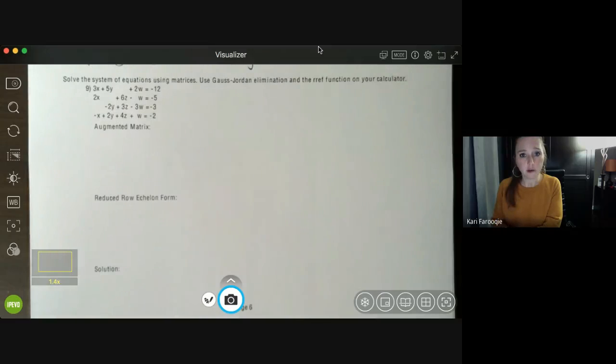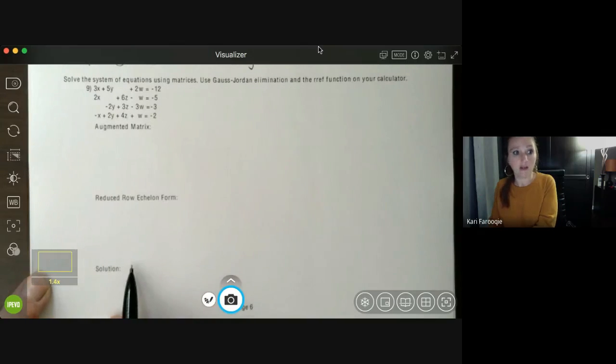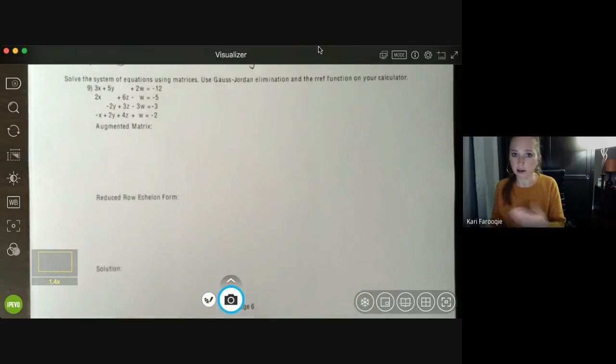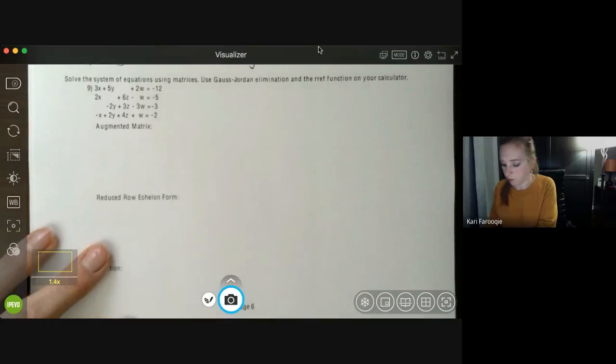If I have you do something like this on the test, I'm going to ask you to write these things out. I don't just want you to give me a solution. I want you to at least write down the matrices. Once you put it in your calculator, fine. I'm not too worried about that. I just want to make sure that you know what you're entering in your calculator and that I can see that you know what you're doing.